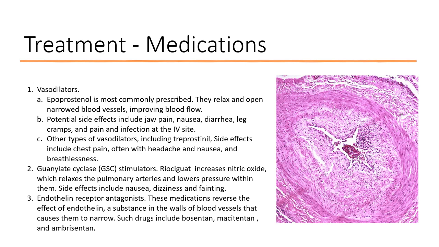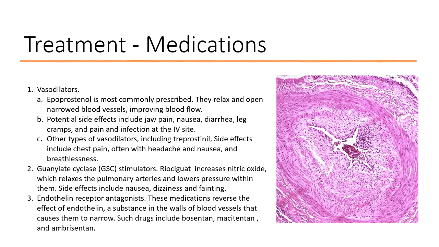Second are guanylate cyclase stimulators, like riociguat, which increases nitric oxide in the body, which relaxes the pulmonary arteries and lowers pressure within them. Side effects include nausea, dizziness, and fainting. They are contraindicated in pregnancy.